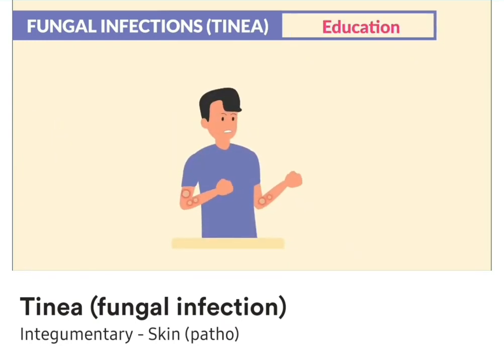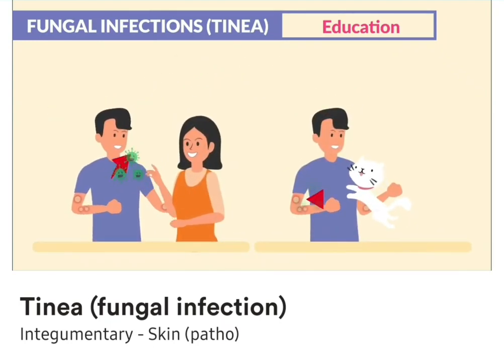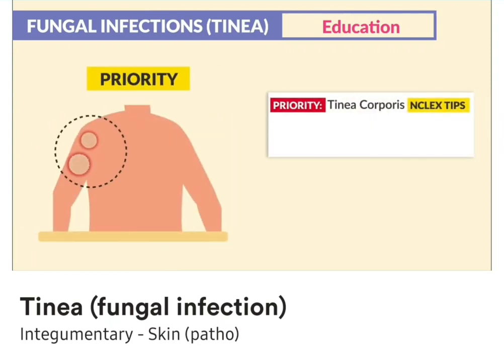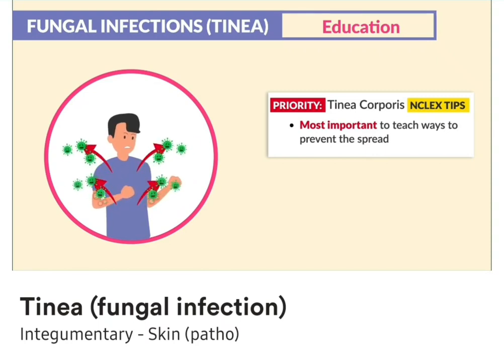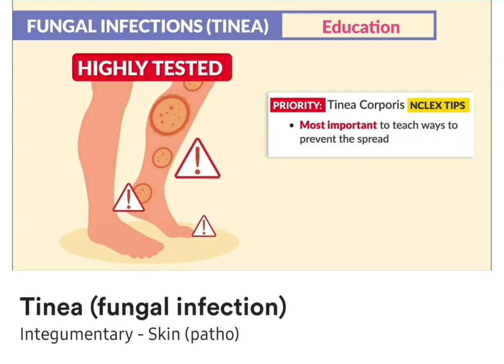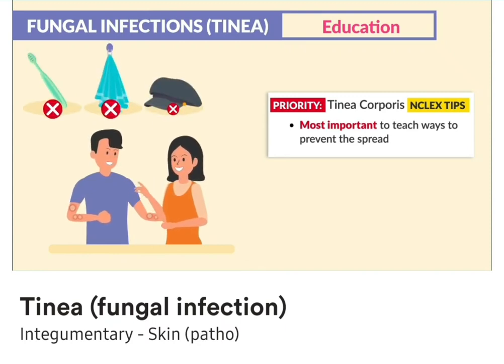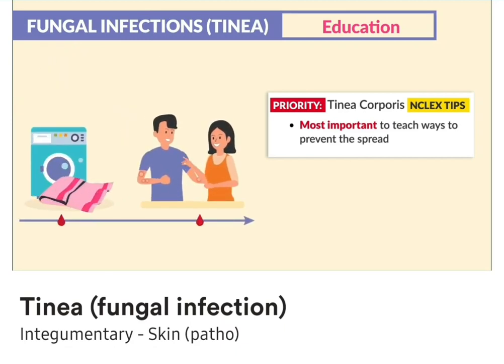Now, for education, the biggest piece of advice is not to spread the infection. Those who have the infection can easily spread this via direct contact with humans or even animals. So the big key point and priority for any type of tinea, especially tinea corporis, that ringworm, write it down, most important is to teach ways to prevent the spread. Ringworm is easily spread and highly tested on. So we must educate clients not to share personal items like brushes, towels, hats, clothes, or really even anything else. And we always wash all the bedding and sheets before infecting another person in the family.